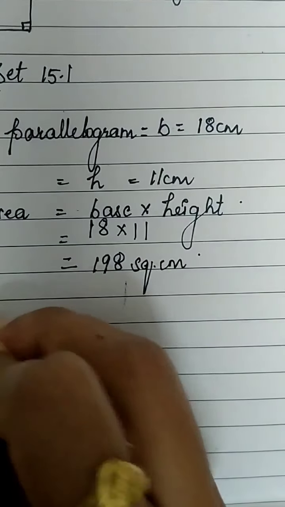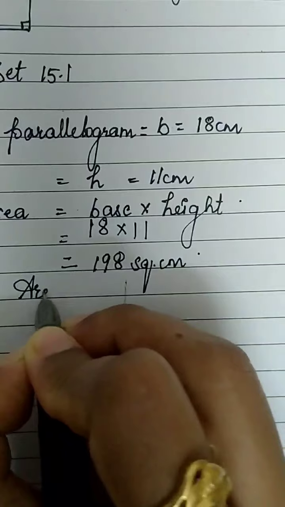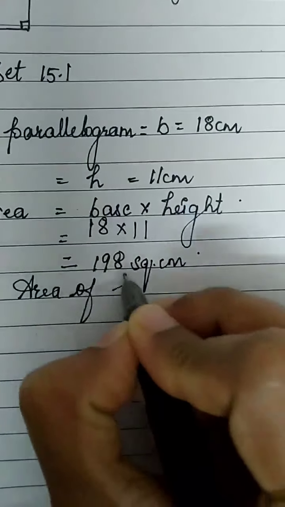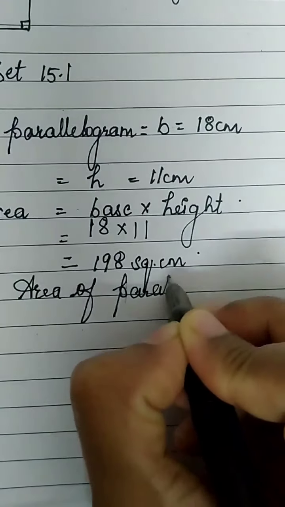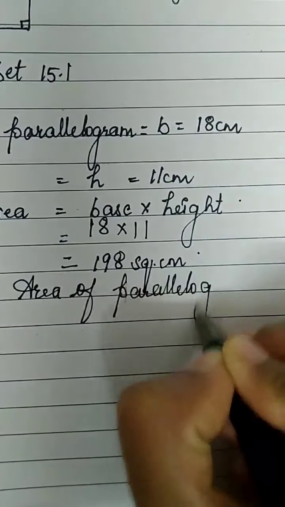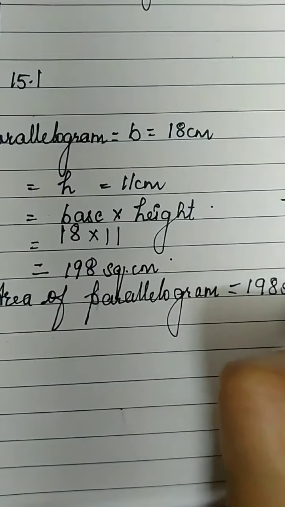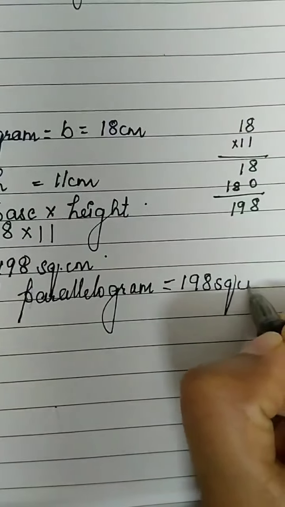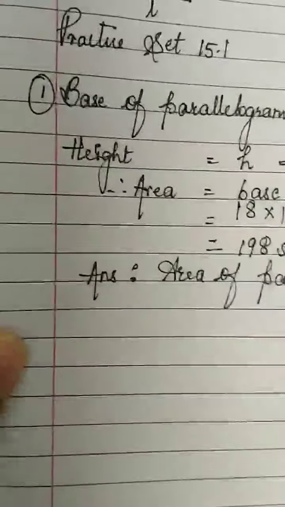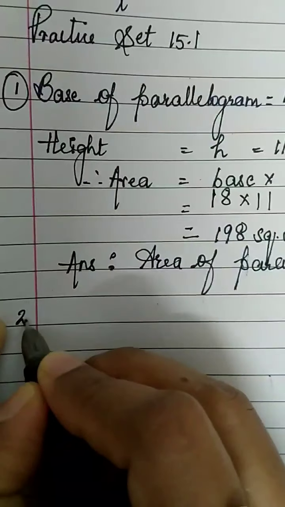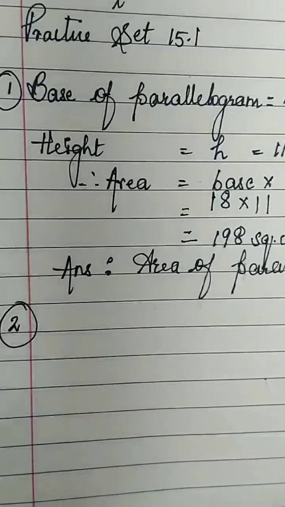Write the final answer as simple as it is. Area of parallelogram, write in neat handwriting. Area of parallelogram is equal to 198 square centimeter. Easy, students? Moving on to the second question.